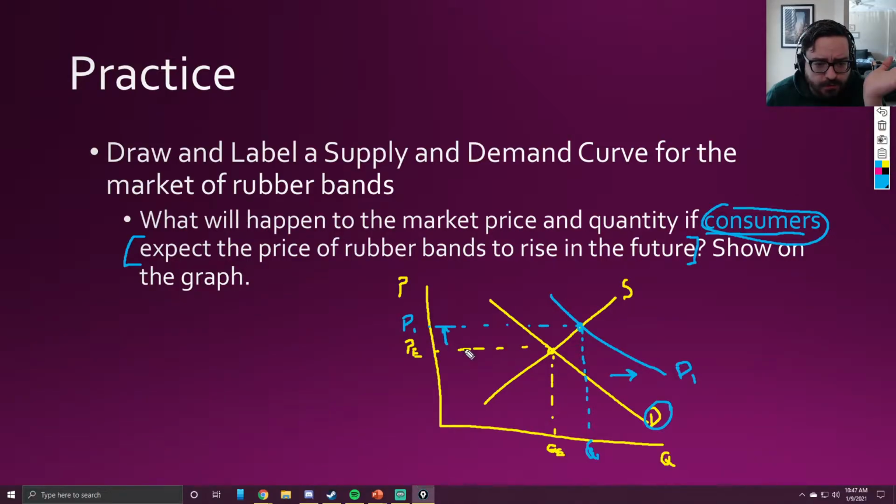If we want more rubber bands, we're going to be purchasing more rubber bands, so quantity is going to go up. And if we want more rubber bands, businesses will be able to justifiably raise the price, which is kind of annoying based on the scenario, right? The scenario is we think the price is going to go up in the future, and our behavior is going to cause that price to go up sooner than we thought. Ooh, that's annoying. That is what happens.